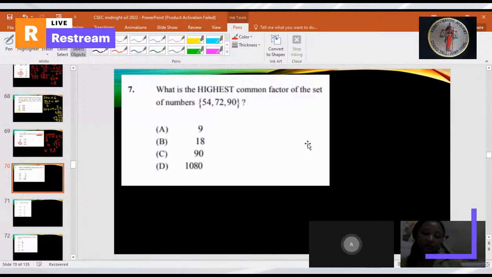What is the highest common factor of the set of numbers? Call the numbers 54, 72, and 90. What do we mean by the highest common factor? The highest number that can go into all of them. All right. So what's the highest number that can go into those 3?